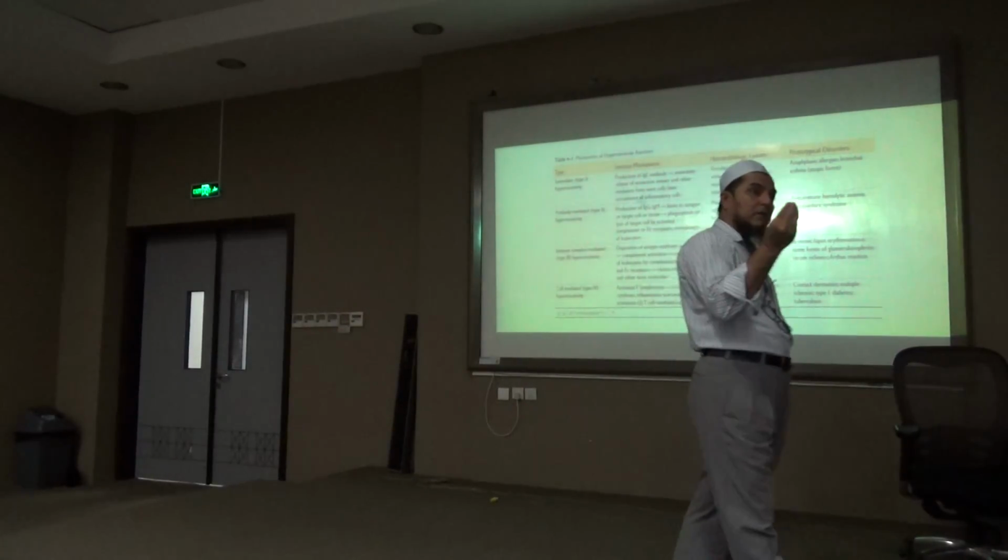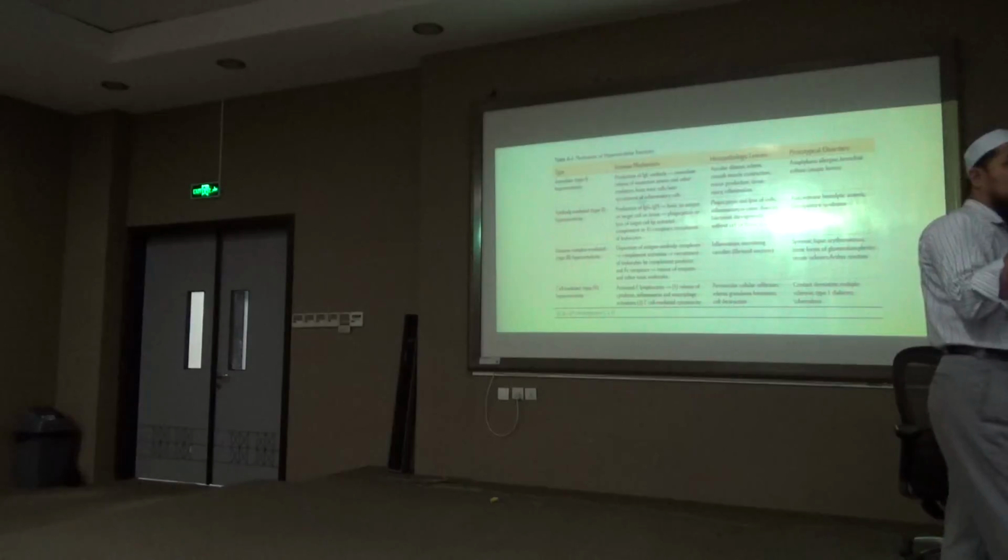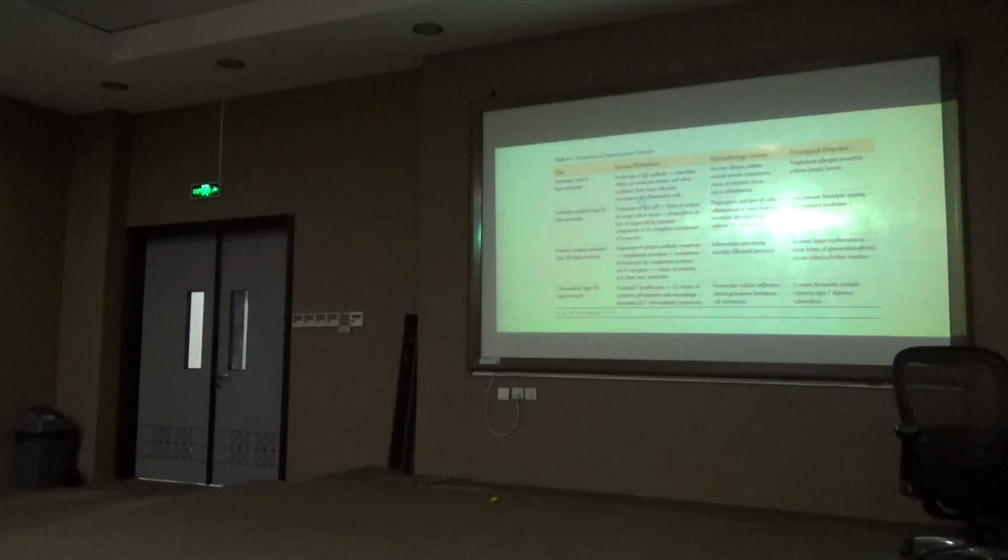Now you know that there are 4 functions of the complement system. What is the first one? Okay, what is the second one? What is the third one? And what is the fourth one? Very good, excellent. Immune clearance. This is the 4th function of the complement system. It has to remove this.